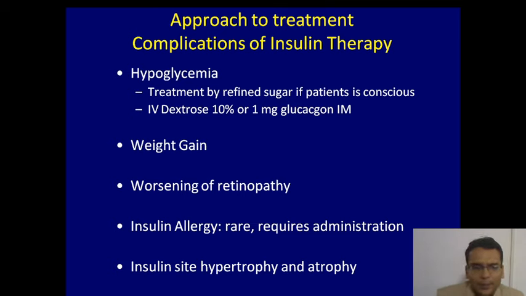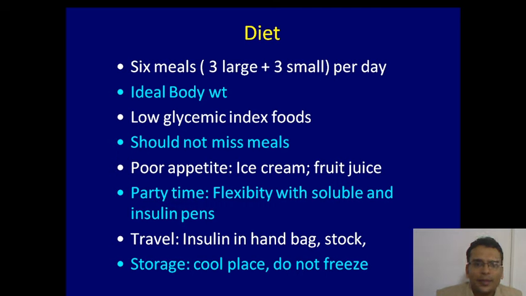Again, it is important that the patients, especially those who are on multiple shots of insulin, take 6 meals, which include 3 large and 3 small meals per day. The diet requirement is calculated as per their ideal body weight. You emphasize the use of low glycemic index foods, especially when they feel hungry. They should not miss meals.